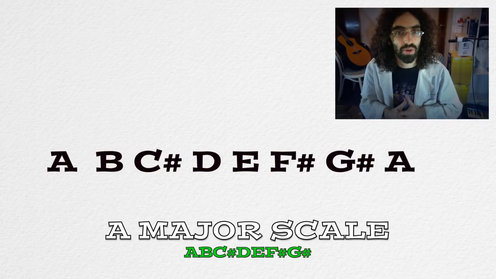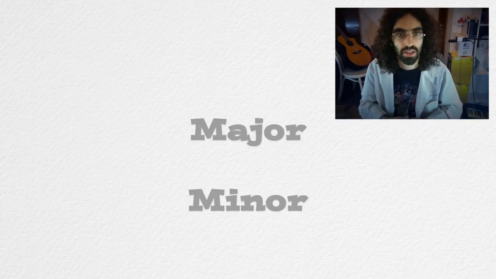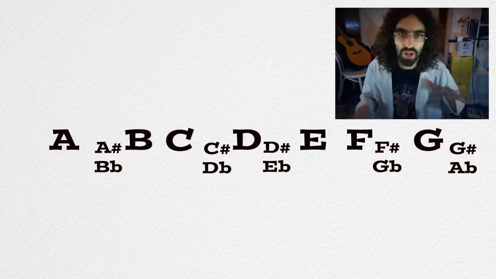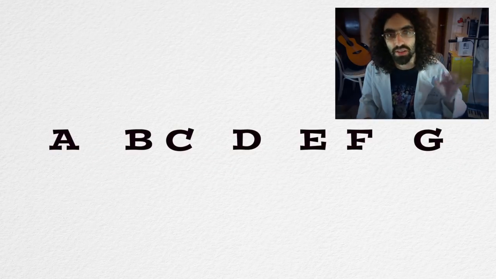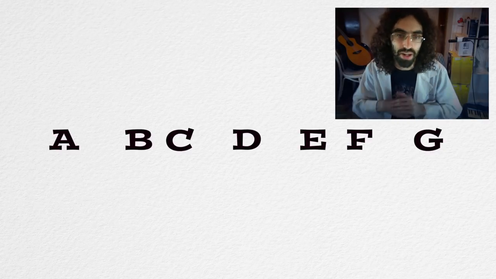All right, so I want to go over the two most common scales in music theory, the major and minor scales. If you exclude all of the sharps and flats and just use A, B, C, D, E, F, G, you get the A minor scale. If you play it from A to B to C to D to E to F to G, in that order, that's an A minor scale.